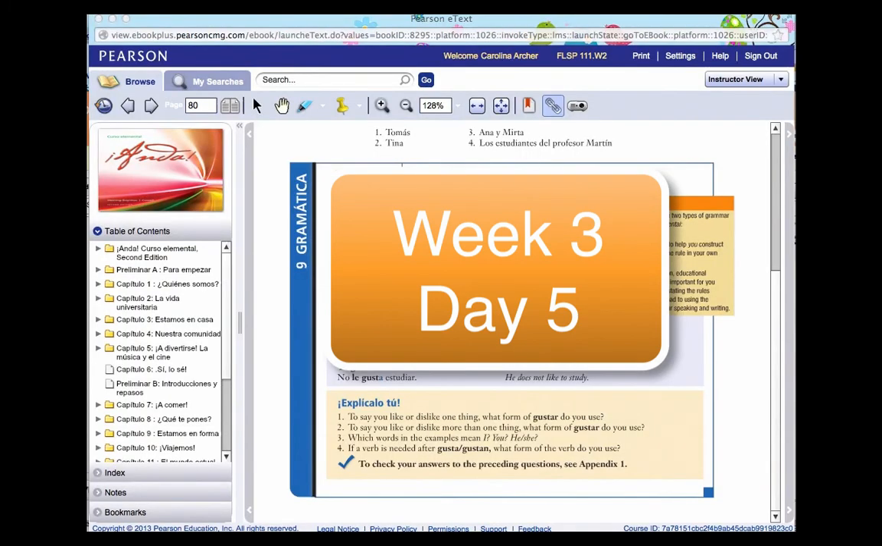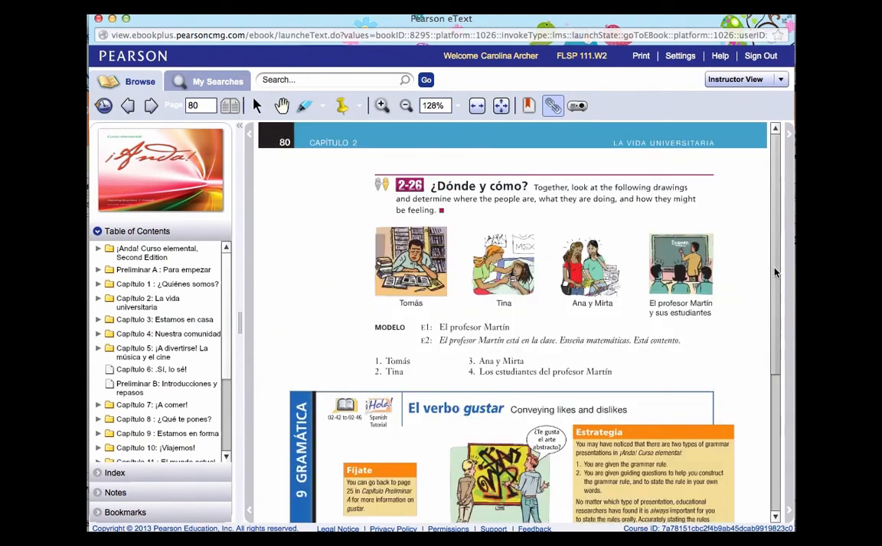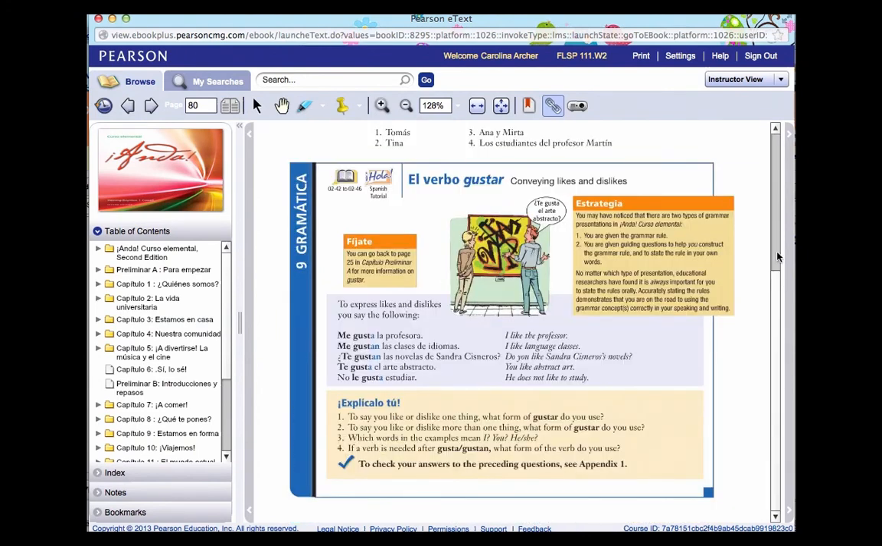Today we're going to finish the chapter, el capítulo 2, and we have been looking at different vocabulary to talk about academic life, to describe people and places and objects. And yesterday you learned the uses of the verb estar. And so today we're going to finish up by looking at the verb gustar, which you already looked at in the very first chapter when we talked about what you like to do and what you don't like to do, conveying likes and dislikes.